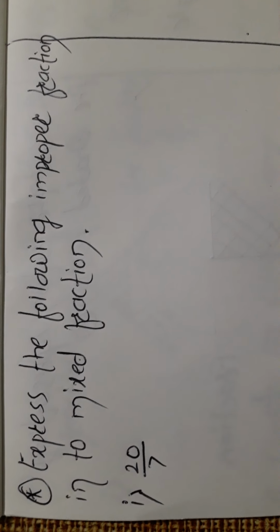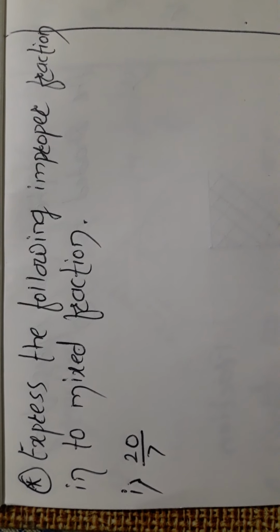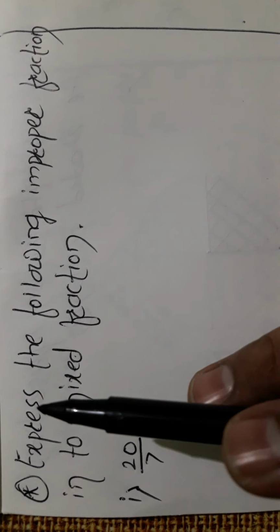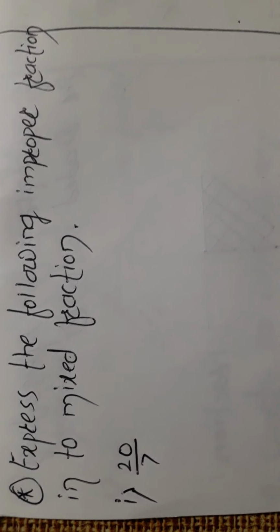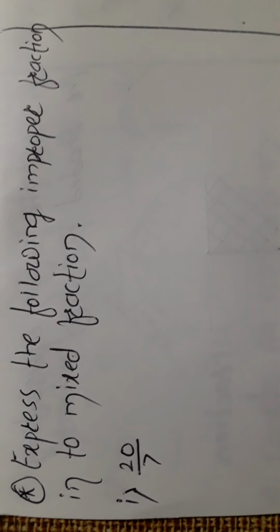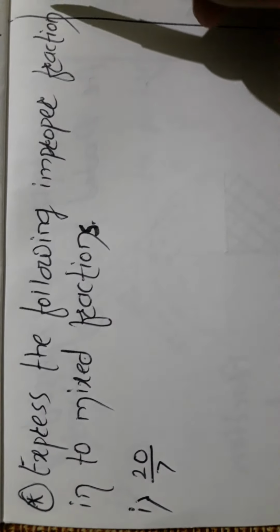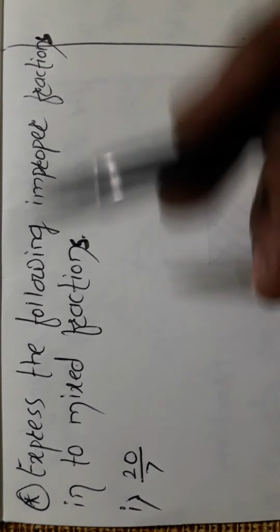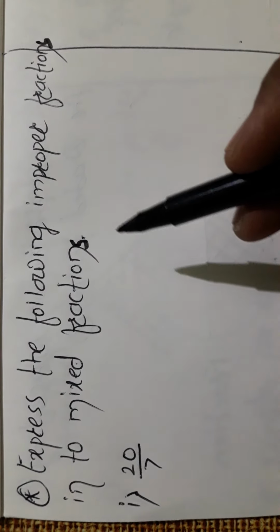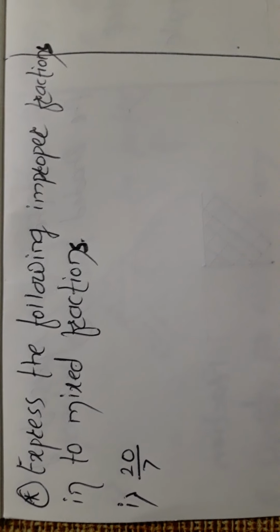But sometimes students get confused. To avoid that confusion, I am showing some examples with this instruction also. Look here: express the following improper fractions as mixed fractions. Sometimes they give improper fractions here. It means we have to convert the given improper fractions into mixed fractions.